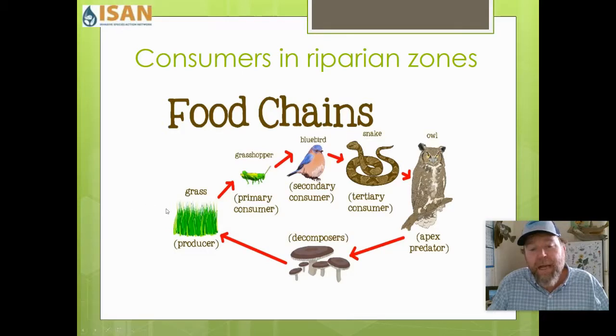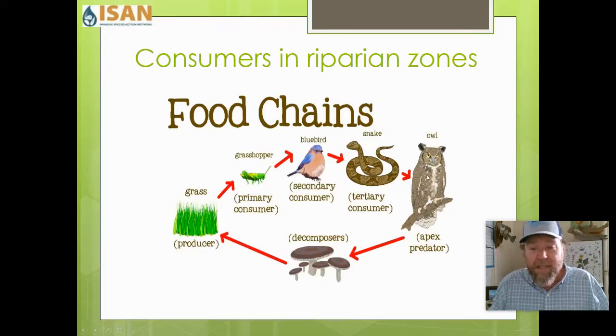Moving on to consumers. Going to expand on consumers here a little bit. There's a few different levels of consumer. Many consumers are what's considered a primary consumer, like this grasshopper. A secondary consumer could be this bluebird, which would eat a grasshopper. A tertiary consumer would be the snake, which could eat the bird or the grasshopper. And then you've got your apex predator, which is kind of the top of that food chain. The apex predator, if it chooses, could eat the snake, the bird, or the grasshopper.